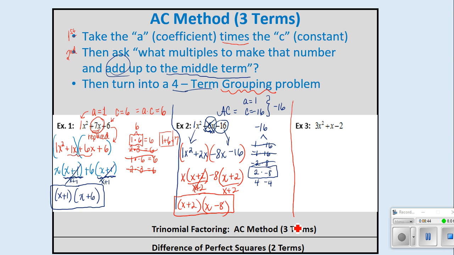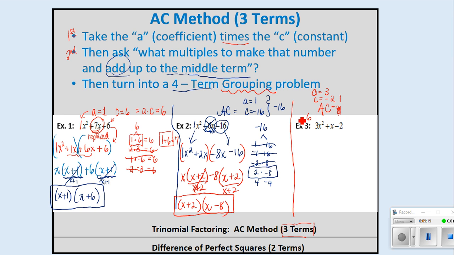Okay, this only works when you have 3 terms. Okay, so here's my 3 terms, x squared, x, and no x. All right, take A times C. A this time is 3. A equals 3, and C equals negative 2. 3 times negative 2 is, you've got it, negative 6. So AC equals negative 6.